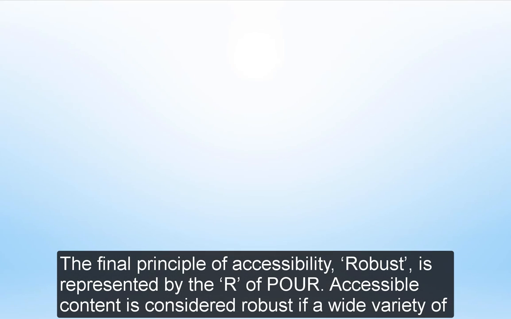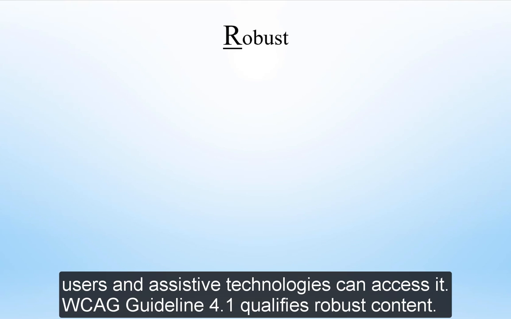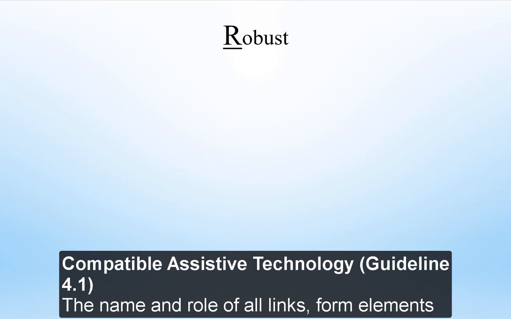Robust. The final principle of accessibility, robust, is represented by the R of POUR. Accessible content is considered robust if a wide variety of users and assistive technologies can access it. WCAG Guideline 4.1 qualifies robust content.